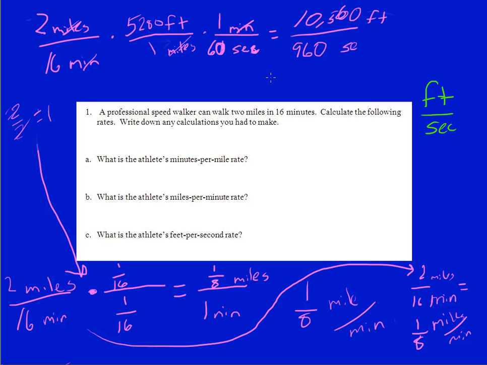Well, we want to simplify that down even more. So let's just do that division problem. 10,560 divided by, sorry, not used to this calculator, 960 equals 11 feet per second.